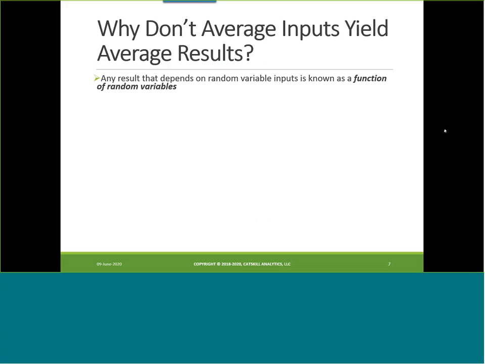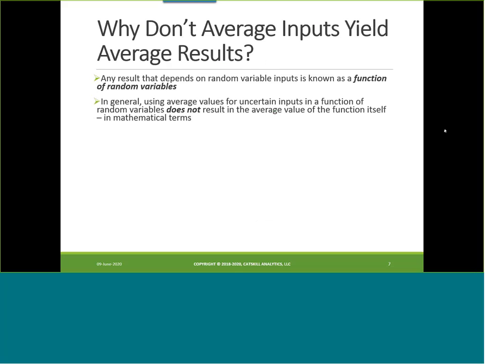There's a little bit of background. Any result that depends on random variable inputs is known as a function of random variables. And in general, the rule that can be proven is that using average values for uncertain inputs in a function of random variables does not result in the average value of the function itself. In mathematical terms, we can write that as follows: the function of the expected values is not equal to the expected value of the function.